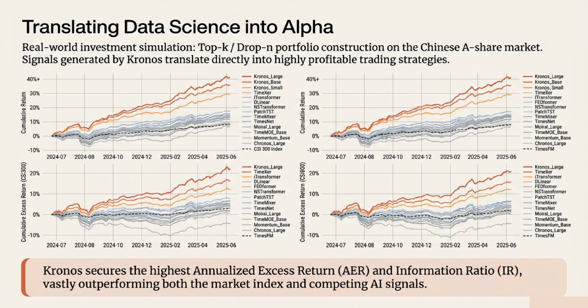Of course, in the quantitative world, the ultimate goal is translating data science into pure alpha. In real-world investment simulations, specifically top-K/drop-N portfolio construction on the Chinese A-share market, the signals generated by Kronos translate directly into highly profitable trading strategies. Kronos secures the highest annualized excess return and information ratio, vastly outperforming the market index and competing AI signals.